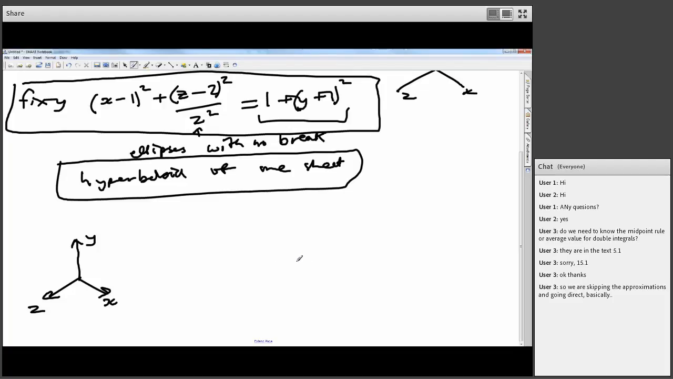So I'm going to draw it without axes to begin with. I actually find that easier. So a hyperboloid of one sheet pretty much looks something like that. Does it look like that normally? So I can just draw that picture.